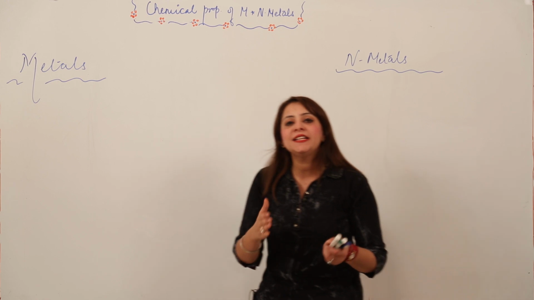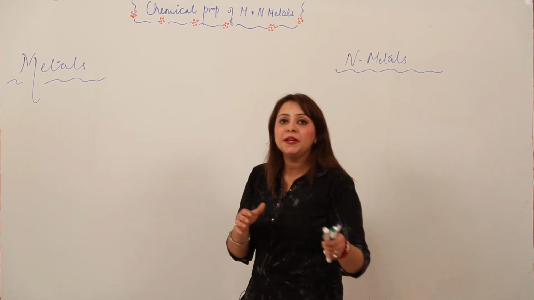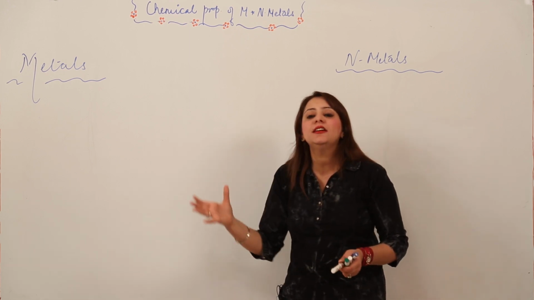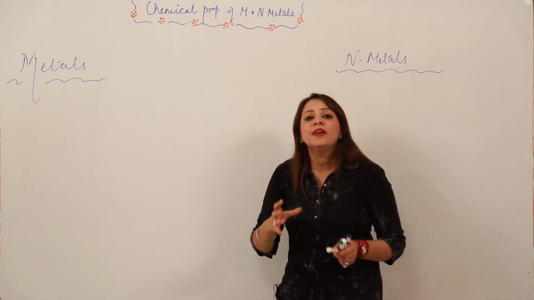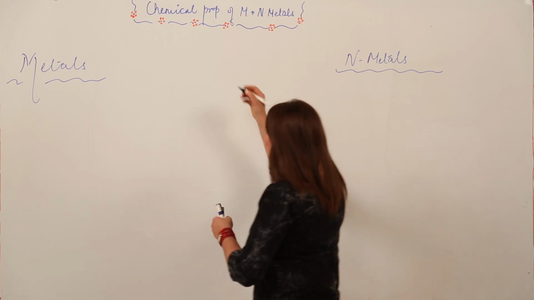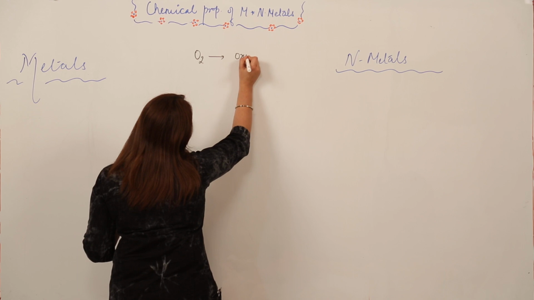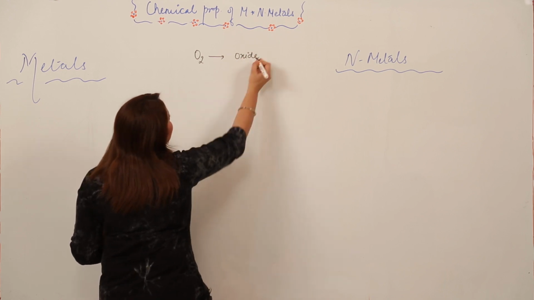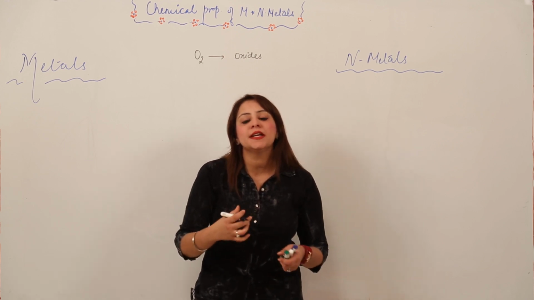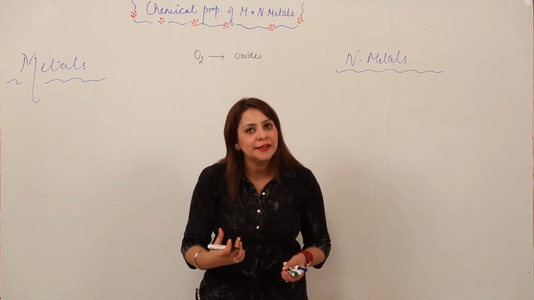So before we start, I'll tell you the basic thing to keep in mind before doing any chemical reaction, not only in the case of metals and non-metals, but in the whole of chemistry. Whenever something reacts with oxygen, it leads to the formation of the respective oxides. Like if we react metal with oxygen, we'll get metal oxide, and if we react non-metal with oxygen, we will get non-metal oxide, right?